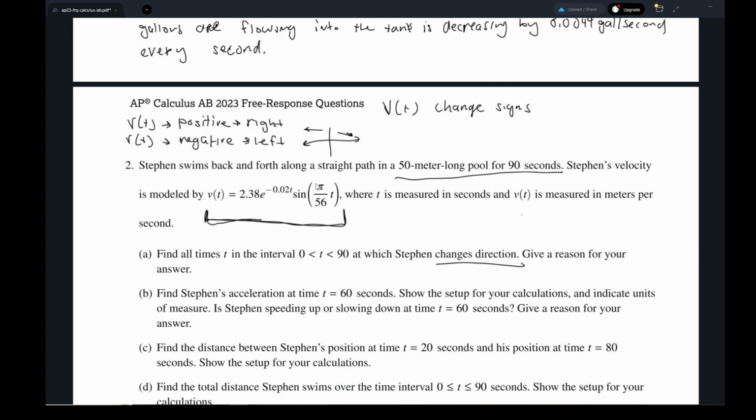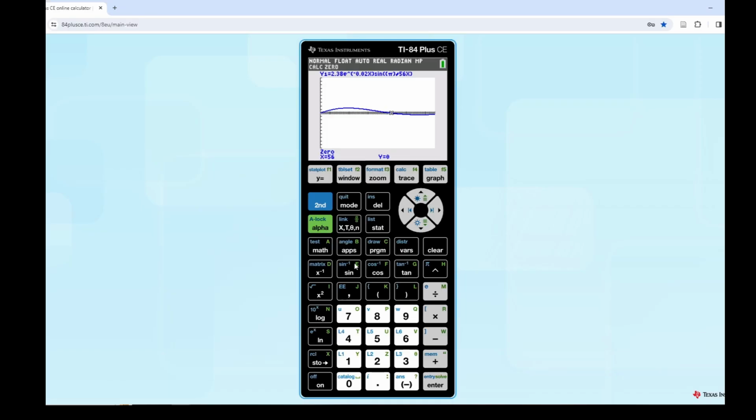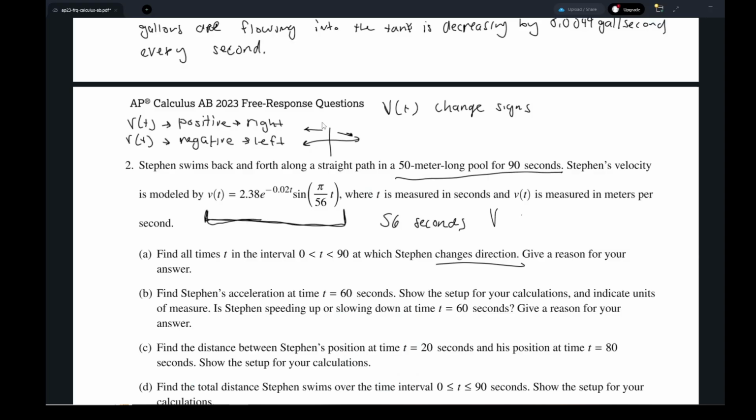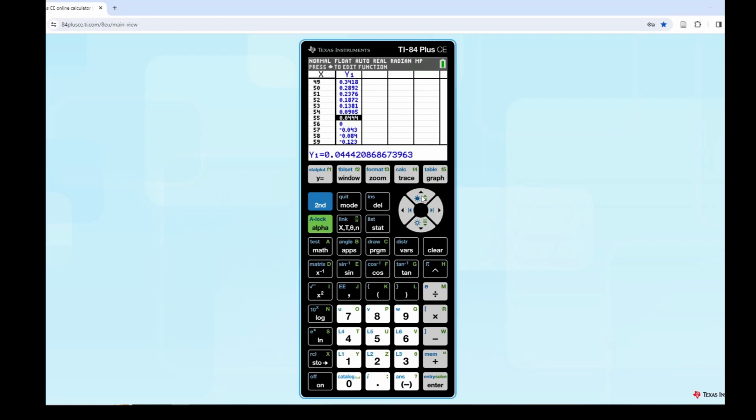So I'm going to write that down. So I know that it's 56 seconds. So what happens at 56 seconds? Let's go into our table. So I'm going to go into table set, and I'm going to make our table start at 56. And then I'm going to go into my table. So you can see here that at 56, his velocity is equal to 0. So really, v of 56 is equal to 0. What happens before 56? His velocity is positive, and after 56, his velocity is negative.